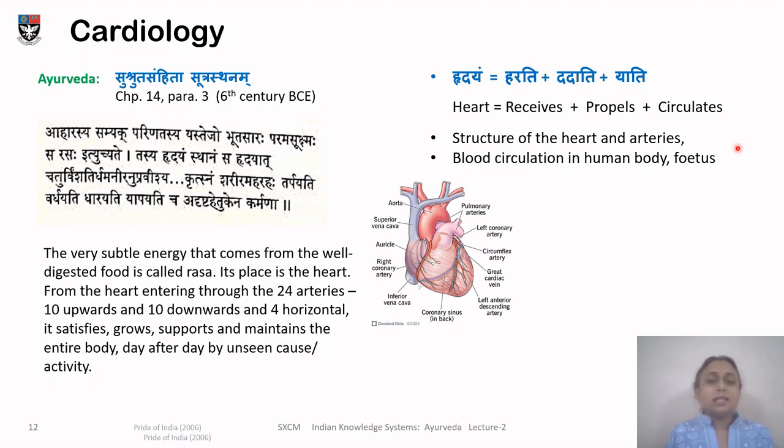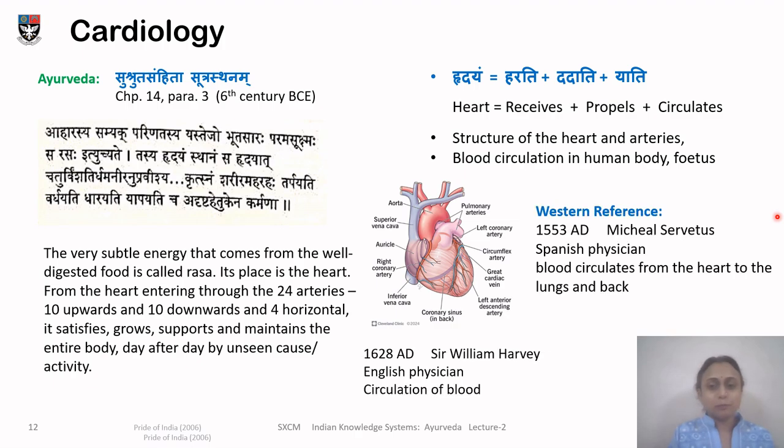Hridaya, the Sanskrit word for heart, is actually composed of three verbs. Harati, which means receives, Dadati, which means gives or propels, and yati, which means moves or circulates. So hru, da, ya, coming from these three verbs, and it talks about the functioning of the heart. What does the heart do? The heart receives blood, it pumps blood, and it circulates blood to all parts of the body. So the details of the structure and the functioning of the heart have been mentioned in the Sushruta Samhita.